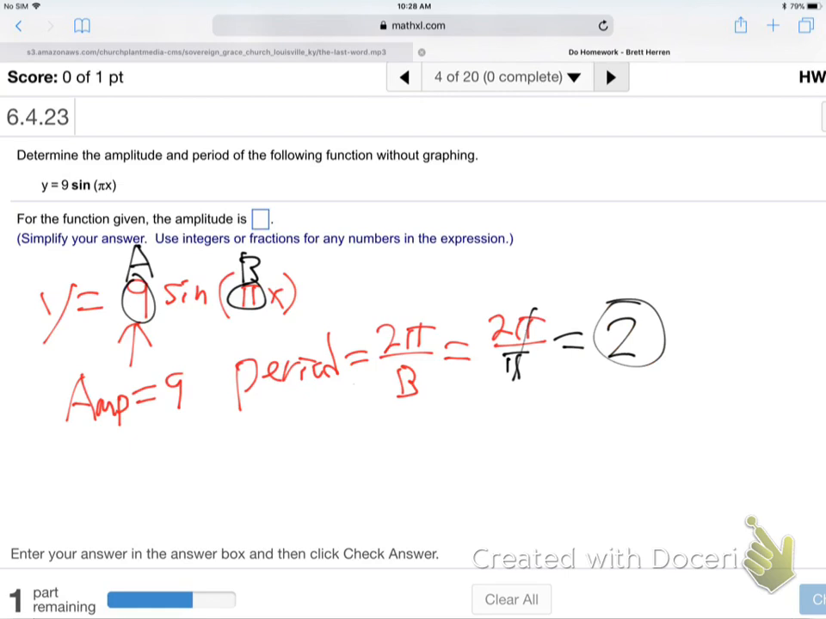Everybody good? Period's 2 pi over b, and b is pi. So the pi's cancel.